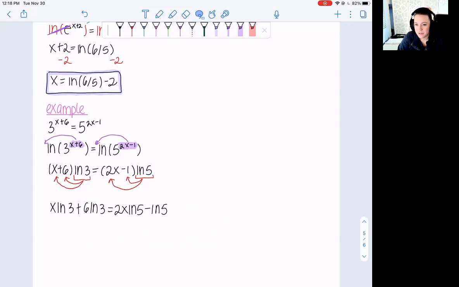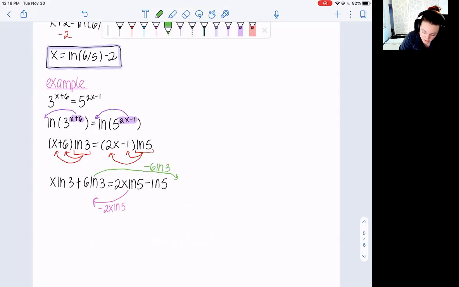X terms on left, non-x terms on right. This guy needs to move over. We need to do minus 2x ln 5 because we need to move him over. And this guy needs to move over because he doesn't have an x in it, so he needs to move to the other side. You end up with x ln 3 minus 2x ln 5 equals negative ln 5 minus 6 ln 3.